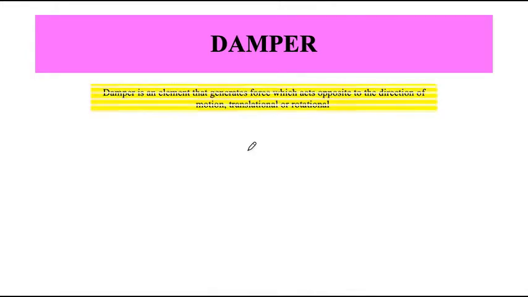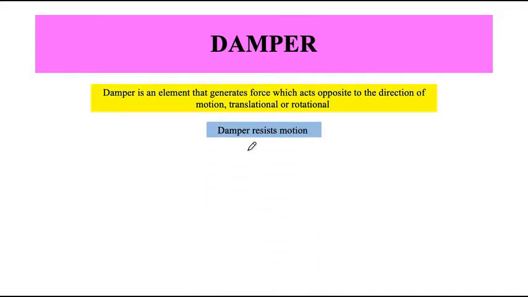Damper. So what is this guy? A damper is an element that essentially generates a force acting opposite to the direction of motion, right? It essentially blocks your motion or resists the motion. So what are the examples? Natural friction, which happens when we walk or when we drive a car, or dashpots. These are examples of a damper.